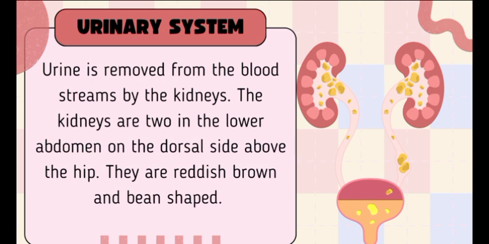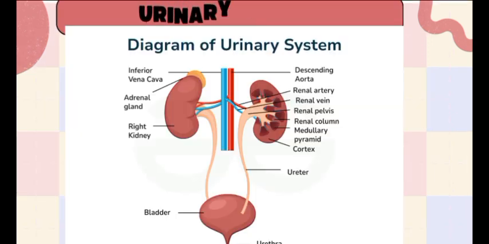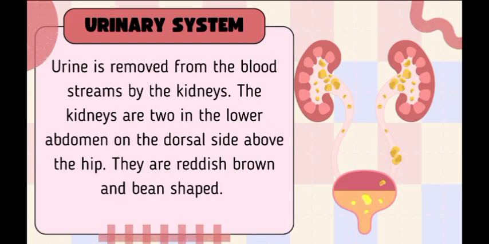If you look at the diagram in front of you, you will see the kidney. We have the right kidney and we have the left kidney, right? So they are two in number and they are attached to the lower abdomen on the dorsal side above the hip. You will see the dorsal aorta. These two kidneys, the left and right, are attached to the dorsal side above the hip, and they are reddish brown and bean shaped.